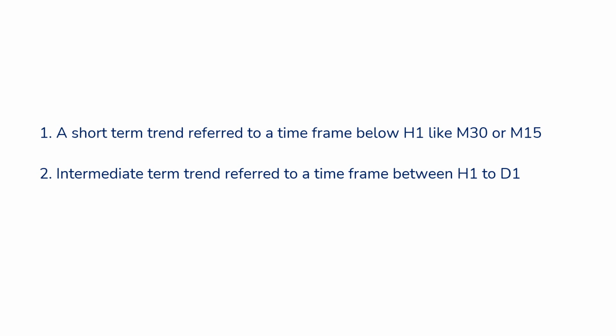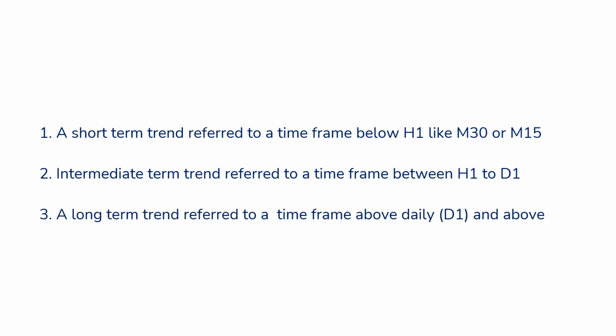Stock analysts typically refer to it as a period ranging from 6 months to 18 months. And finally, a long-term trend refers to a time frame above the daily time frame. It is mainly used to check the direction of the trend and also refers to trading every few months. For a strong trend, we use 20 MA. For a healthy trend, we use 50 MA. And for a weak trend, we use 200 MA.